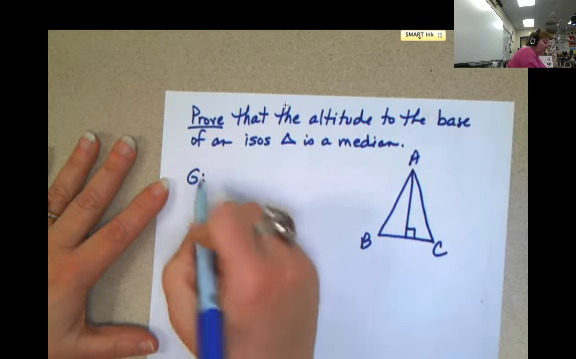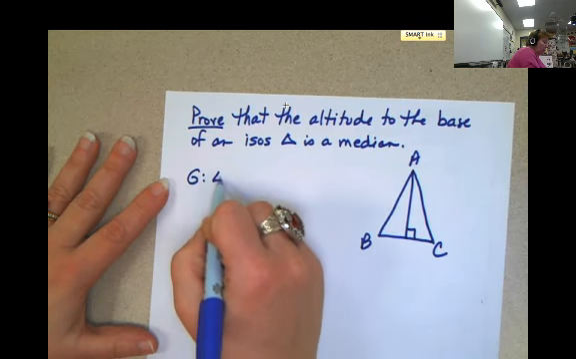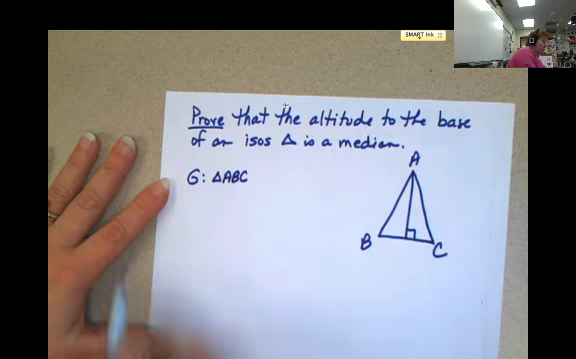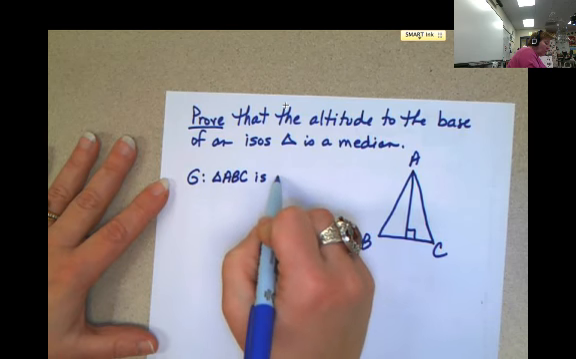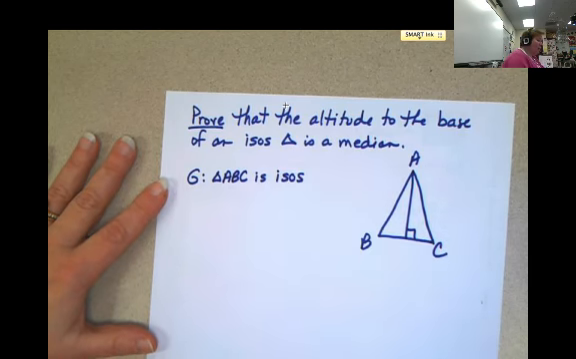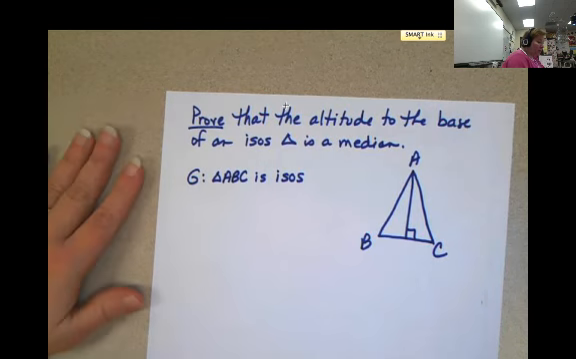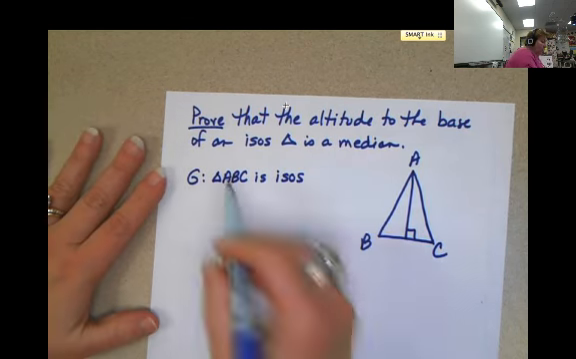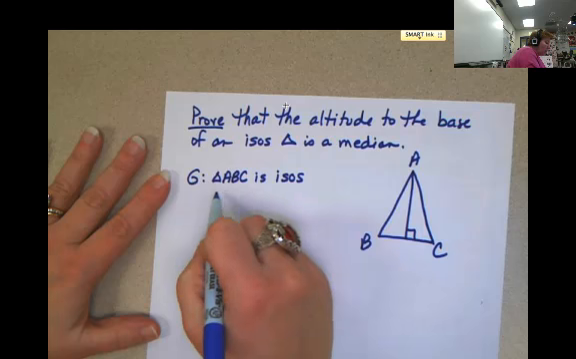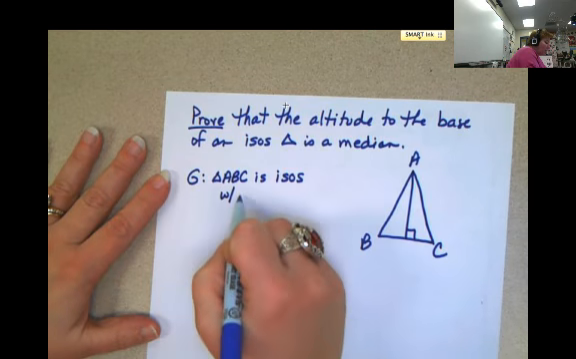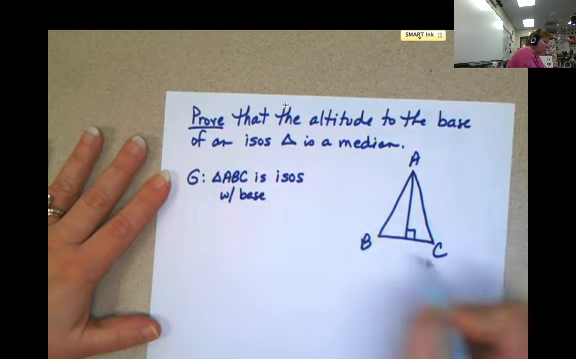So you're given, you have to tell the reader that you're given triangle ABC is isosceles, and we know that you cannot just stop there. You have to tell the reader what the vertex angle is, or I like to always say with base. So triangle ABC is isosceles with base BC.